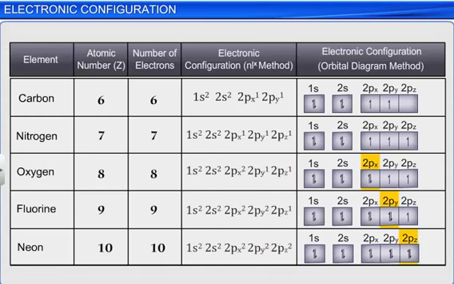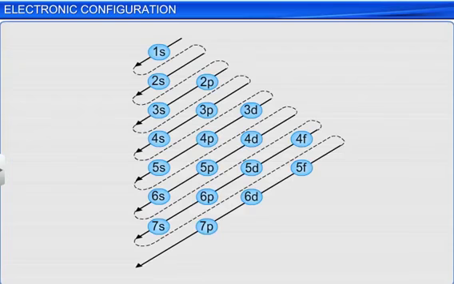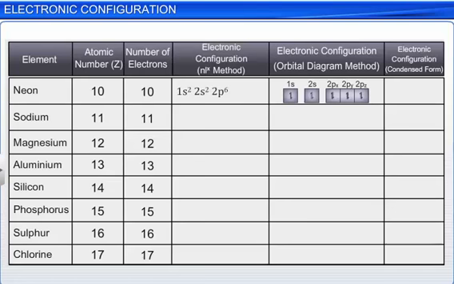2pz, in accordance with Hund's rule. The pairing of 2p subshell starts with oxygen and completes with neon. The electronic configurations of other elements are written in the same way. After filling the 2p orbitals, the electrons fill the 3s and then the 3p orbitals. We can also write the electronic configurations of most of the elements in a simplified manner or condensed form.